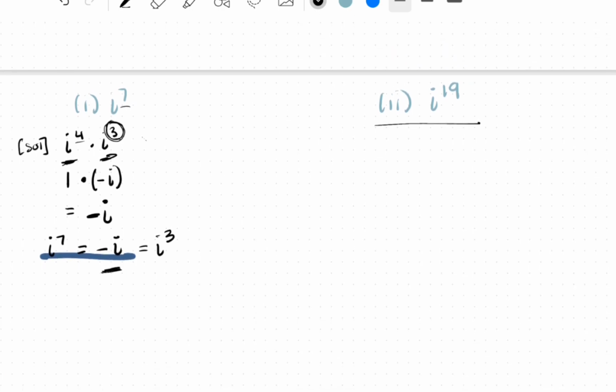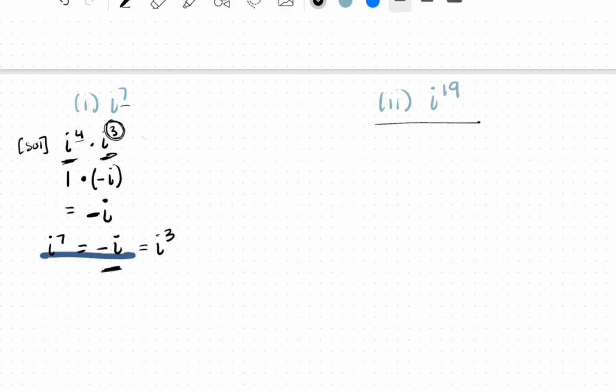So what I did over here, I divided 7 by 4, and that's 1 with the remainder of 3. Now, we take this remainder and we do i to the power of that remainder. And i to the power of 3 is negative i, which is how I got this negative i as our answer.